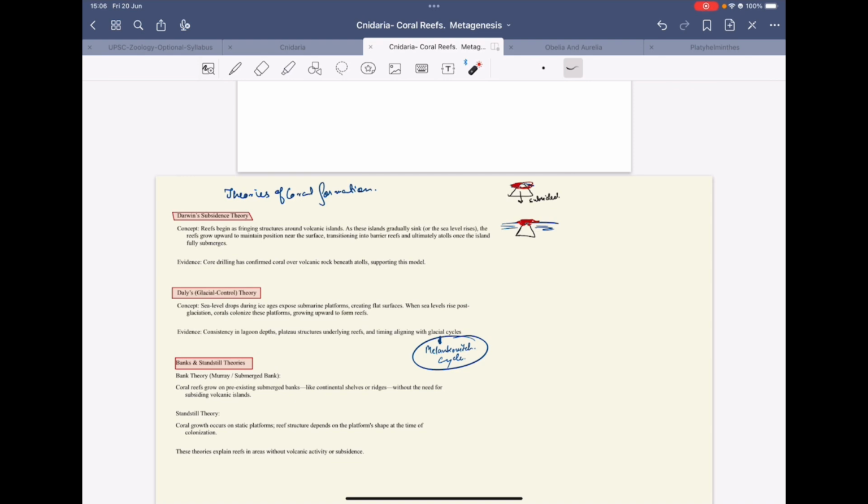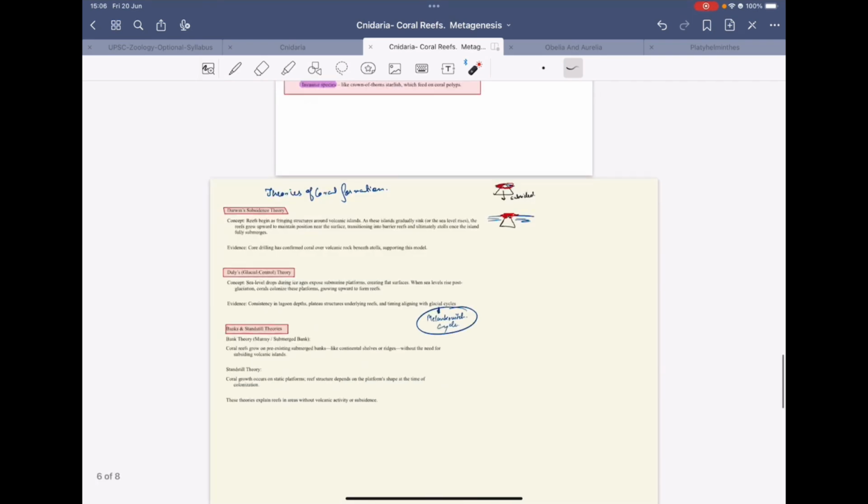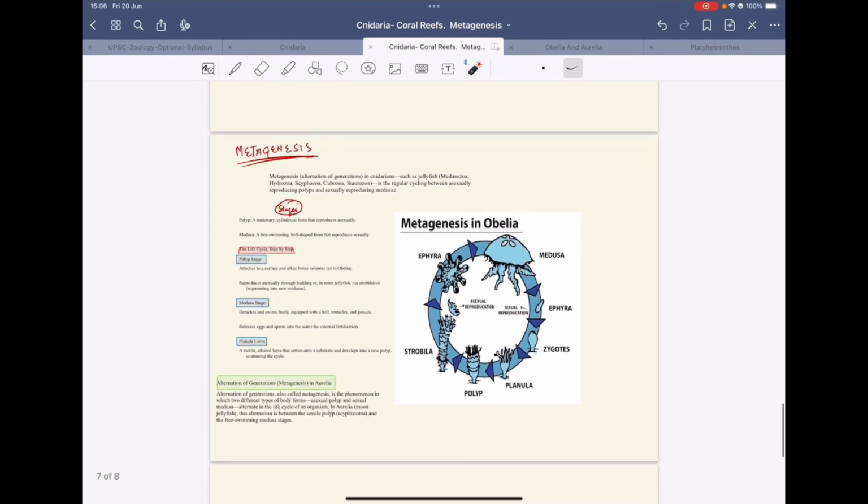There is no need to explain them if only the corals are the question. A question regarding the corals comes in 10 marker, but in 15 and 20 marker questions, there you can add these theories. So this is all about the coral reefs and formation and some theories.